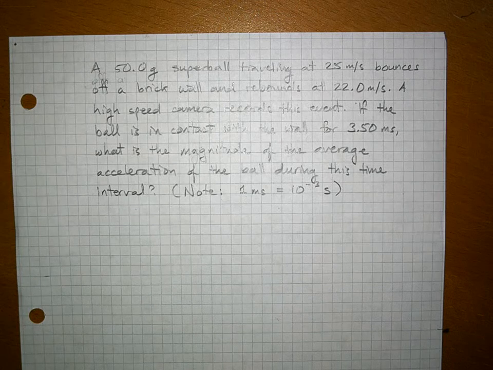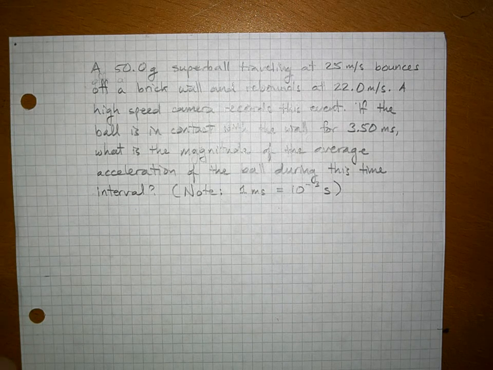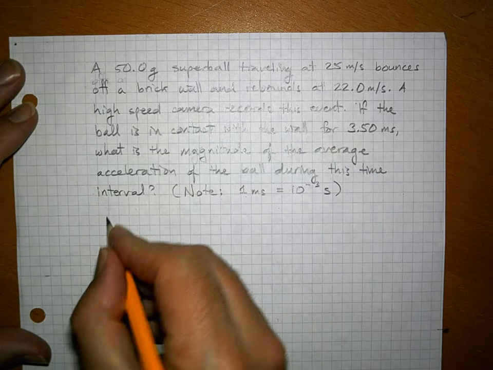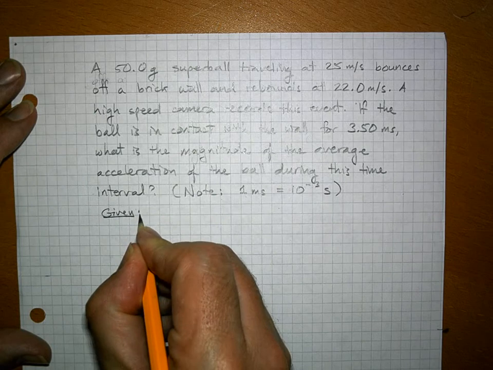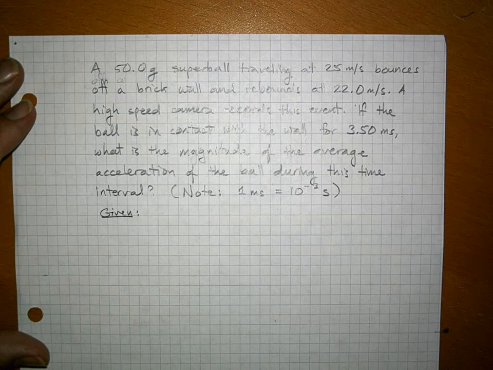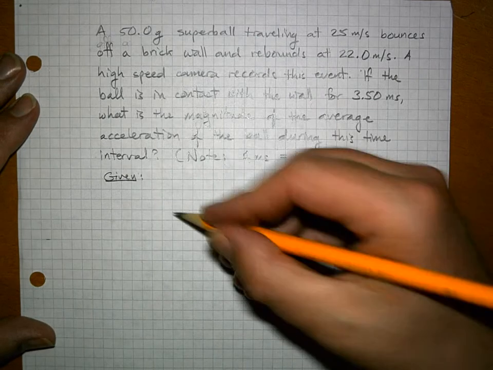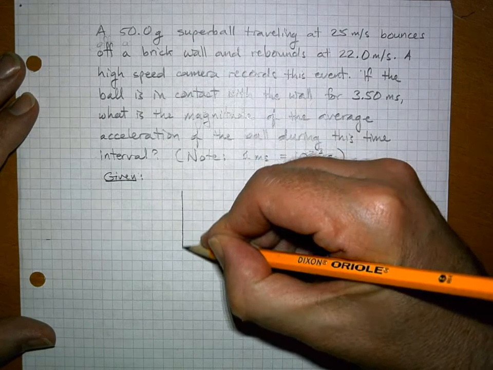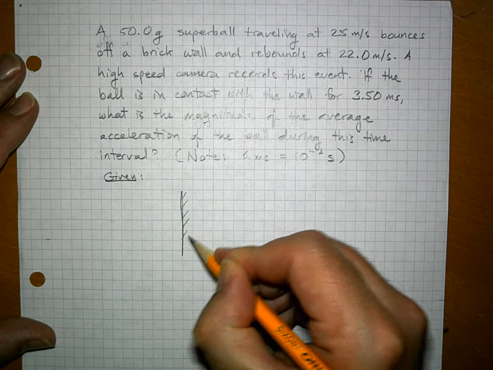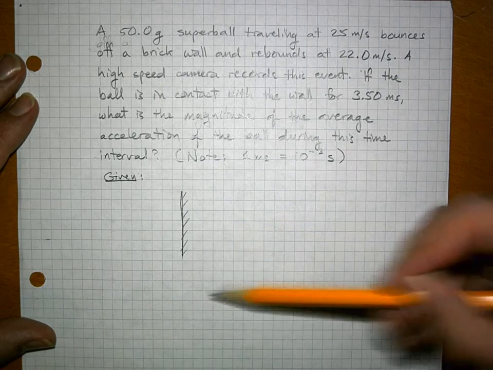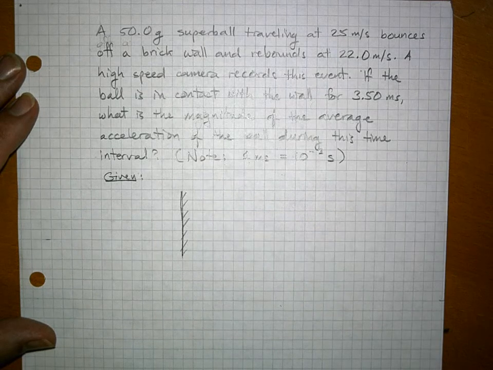Okay, now I really want you to solve this problem using the given, find, solve format, so I will do that. So let's write down what's given, and I want you to write down what's given with a picture. Okay, so let's draw a picture of this. Here's my brick wall, and when we draw a solid surface, we make a little hash mark like that to indicate this is a solid surface that's not going to move.